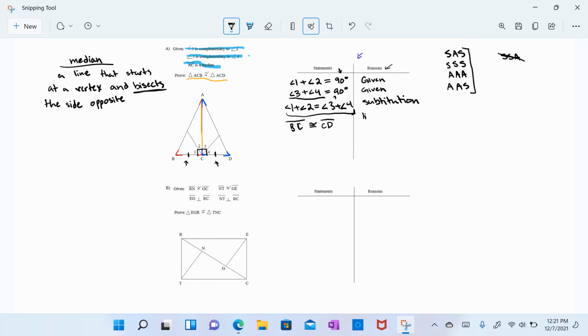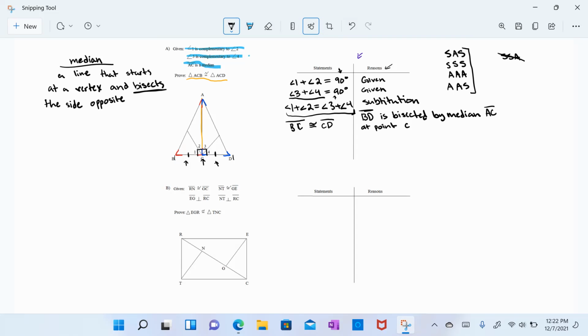So we can write it like this, BD, and then we put that on top just to say that that's a line, is bisected by median AC at point C. So that's our reason, because BD, this line, is bisected at point C. And that makes these two lines congruent because of the definition of bisected.